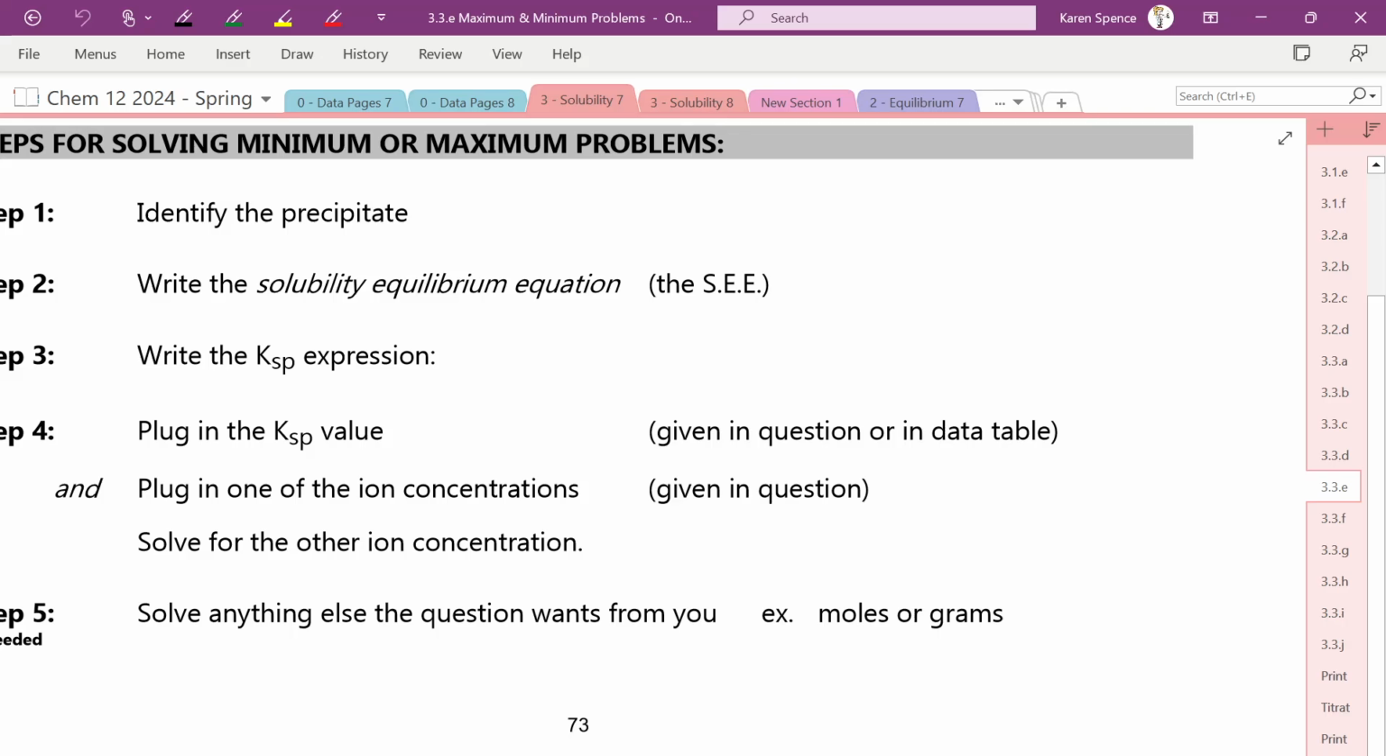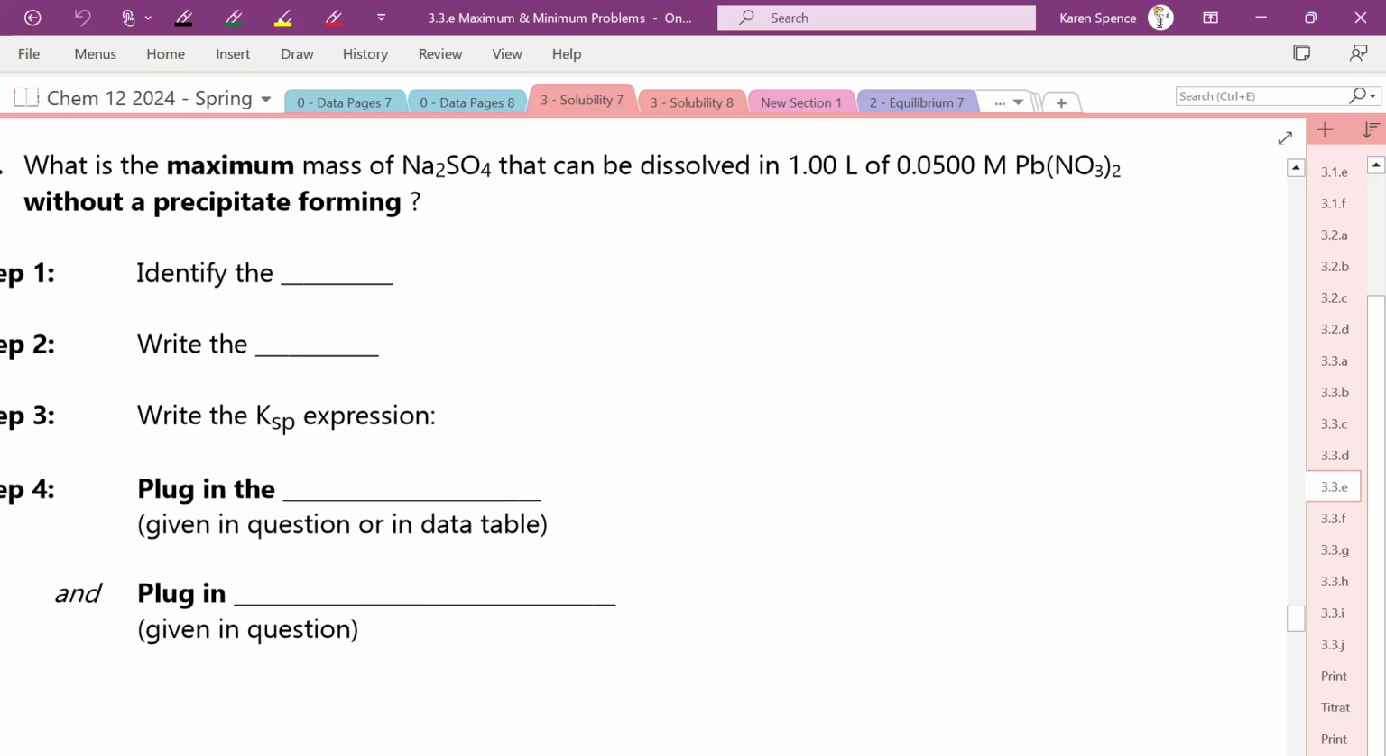You will get nowhere. You'll just be throwing numbers around, and I'll have to look at it and it'll make me sad. So always look for the low solubility compound. Then you write the Ksp, you plug in the Ksp value, you plug in the one ion concentration, and you solve for anything else the question wants from you.